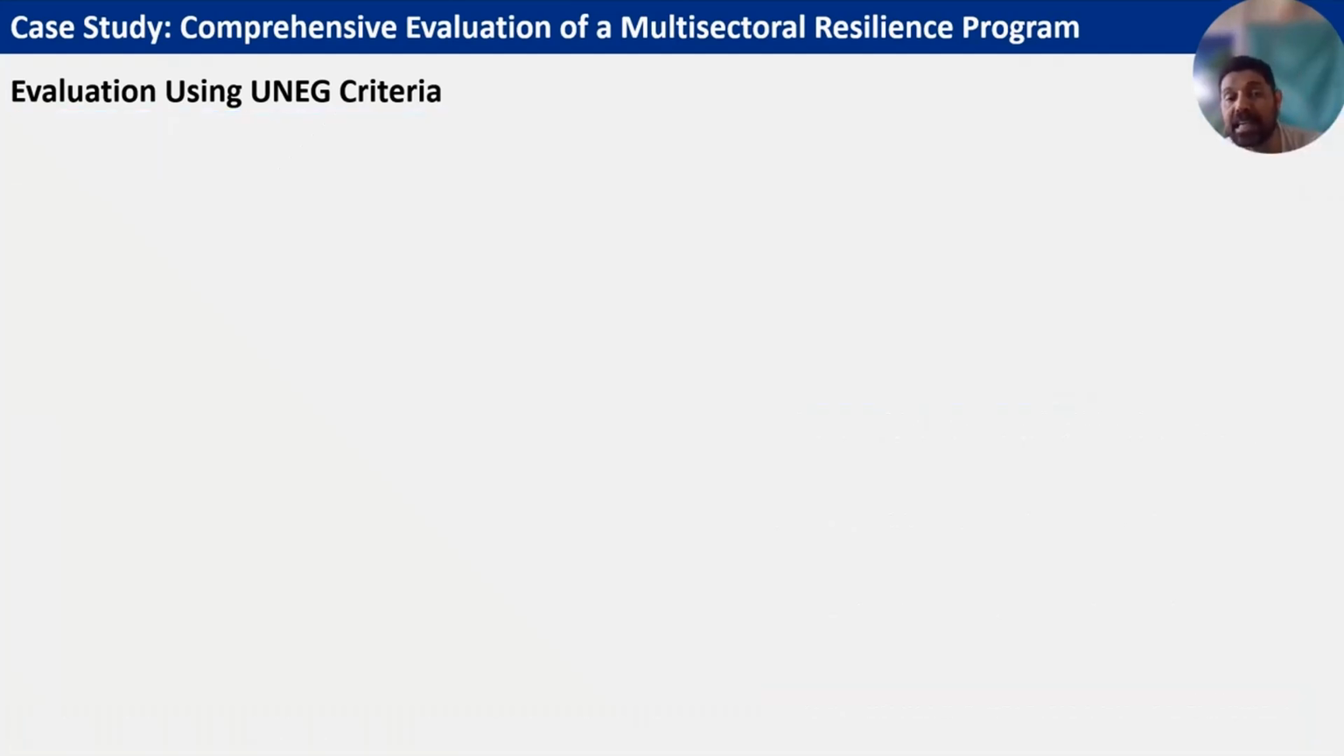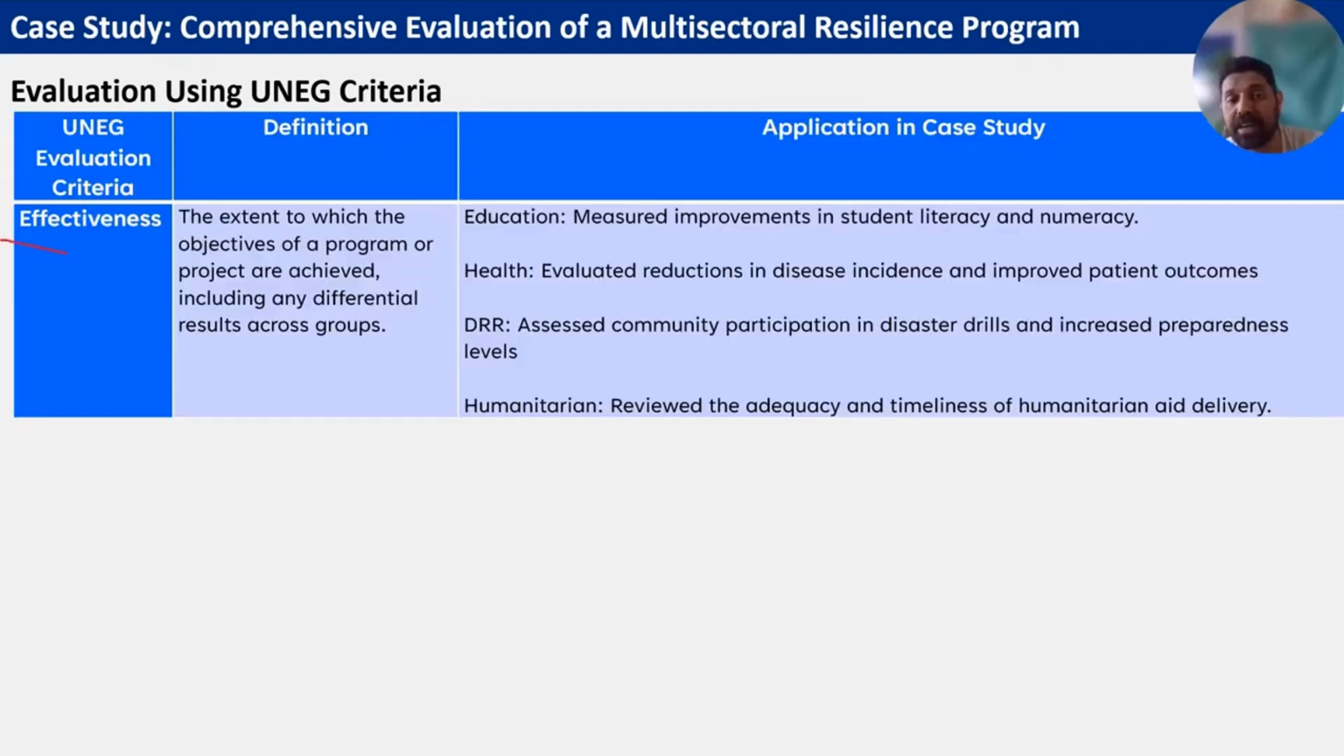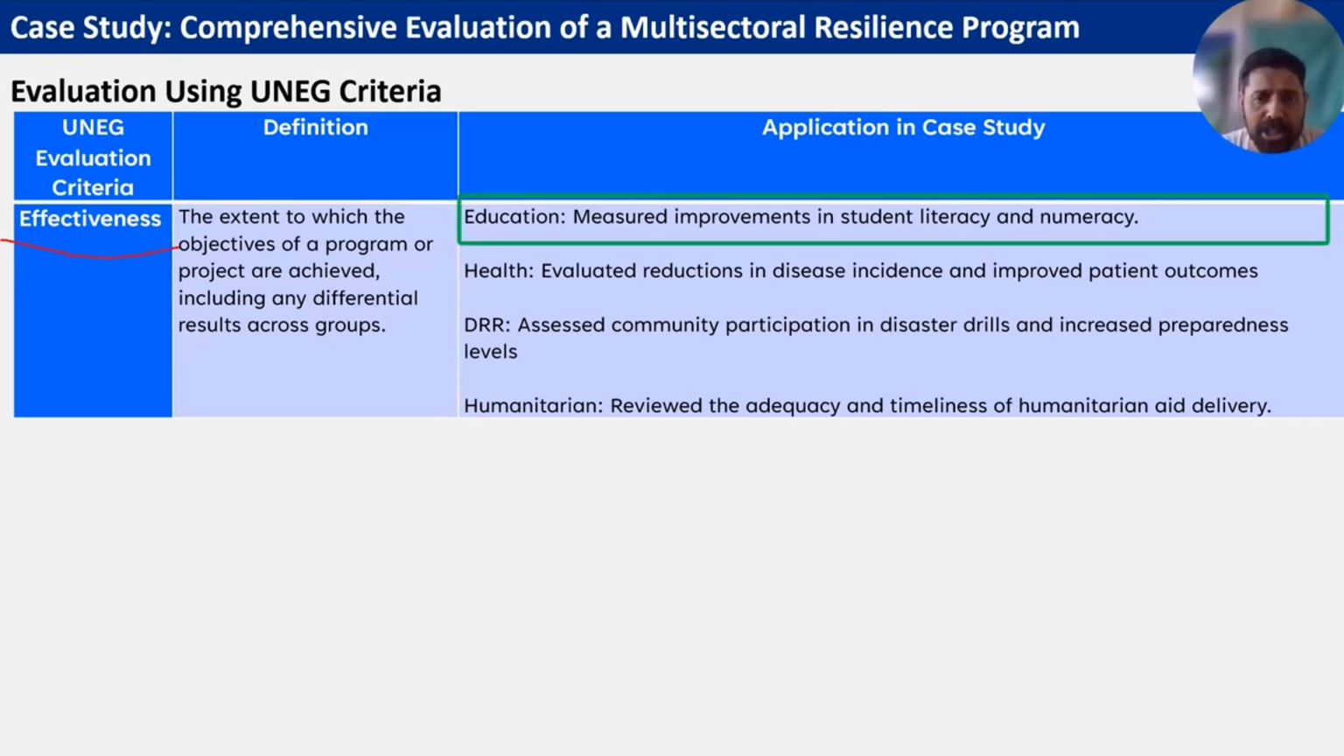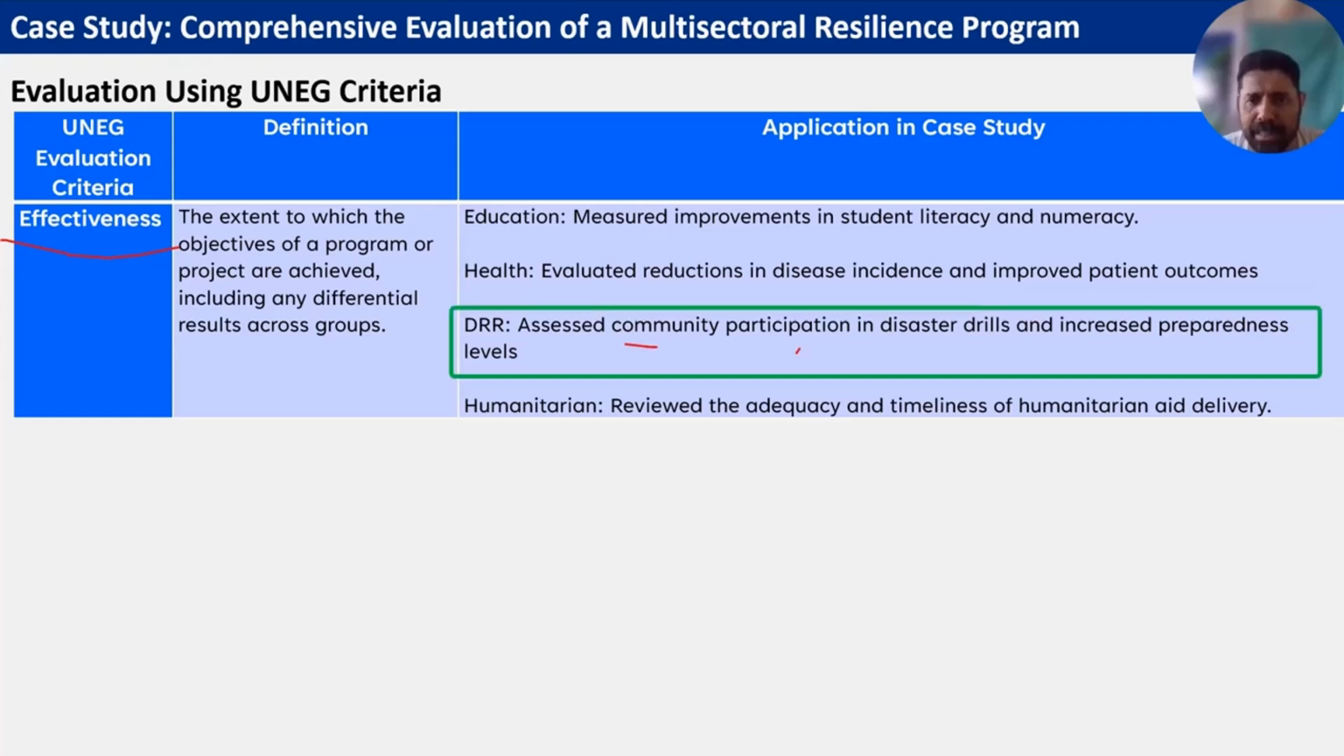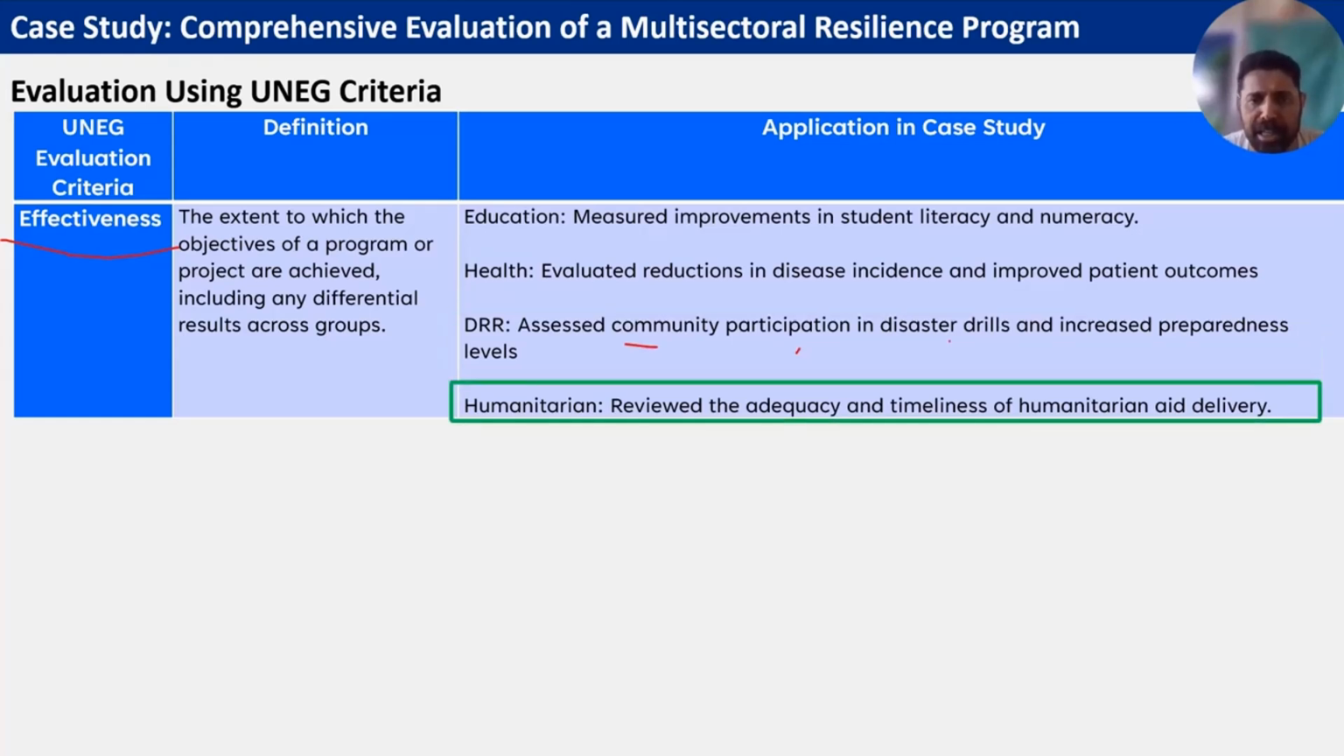Now, while applying the next criteria, which is effectiveness, the extent to which the objectives of a program or project are achieved, including any differential results across groups. In education, we measured improvement in student literacy and numeracy. In health, we evaluated reduction in disease incidence and improved patient outcomes. DRR assessed community participation in disaster drills and increased preparedness levels. And humanitarian reviewed the adequacy and timeliness of humanitarian aid delivery.